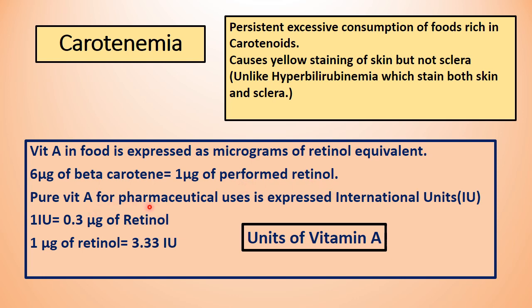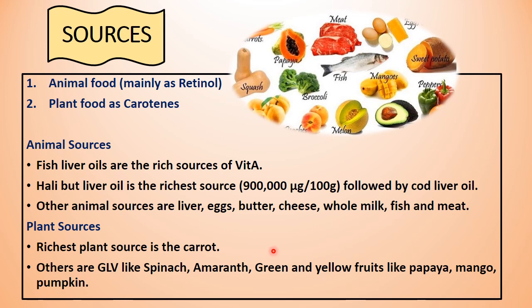Pure vitamin A for pharmaceutical assays is expressed in international units. 1 international unit is equal to 0.3 microgram of retinol. 1 microgram of retinol is equal to 3.33 international units. These are the units of vitamin A. Now we come to the sources.